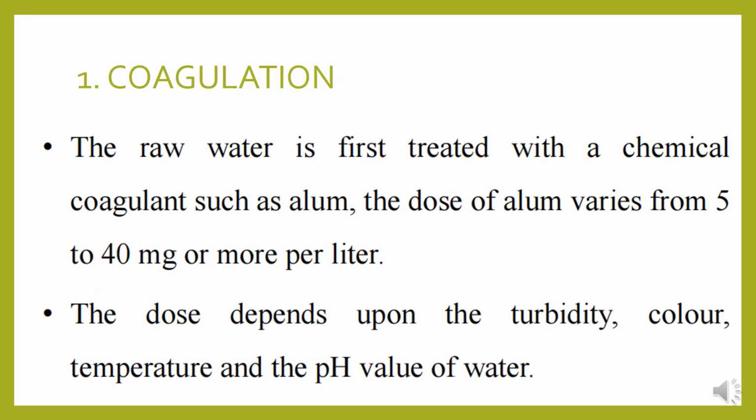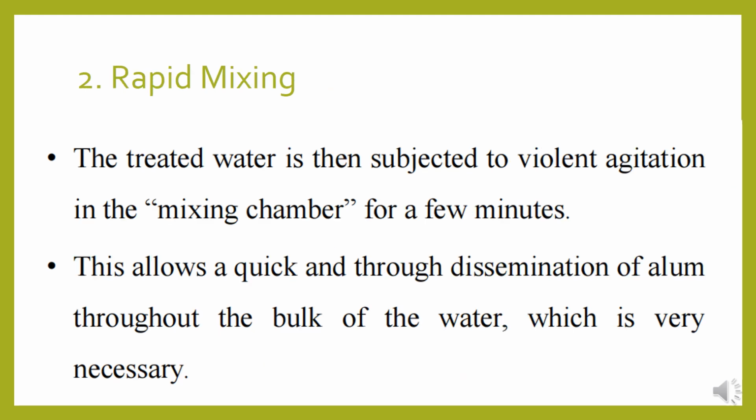First, coagulation. In this, the raw water is first treated with a chemical coagulant such as alum. The dose of alum varies from 5 to 40 milligrams or more per liter. The dose depends upon the turbidity, color, temperature, and the pH value of water.